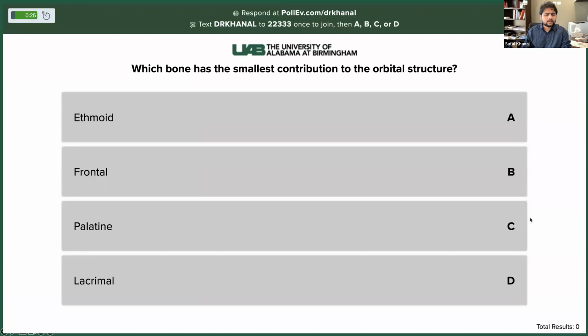But before that, here's a poll question for you. Which bone has the smallest contribution to the orbital structure? A, ethmoid, B, frontal, C, palatine, and D, lacrimal. You can click the link on the chat box and respond to this poll question. You'll see an option to respond, and you can pick one of these options.